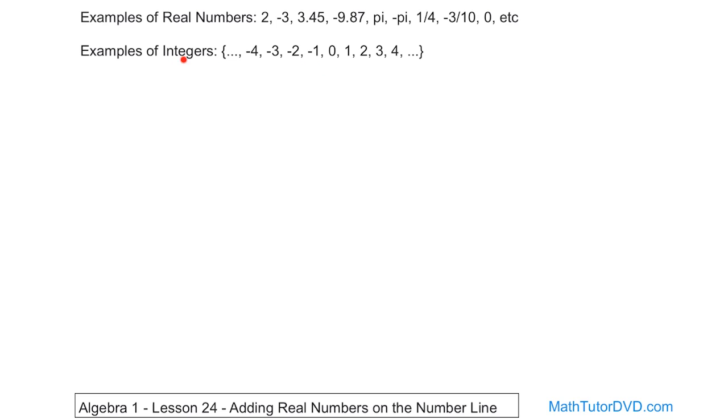These are called integers. So we'll start out by adding these, and we'll learn how to subtract them and so on. But these rules apply to any real numbers, any negative or positive decimals or fractions that you would have. All right, so the best way to do it is just to jump right into an example.